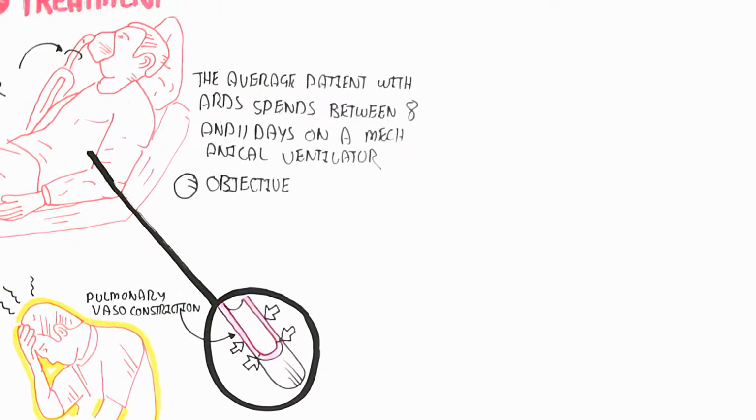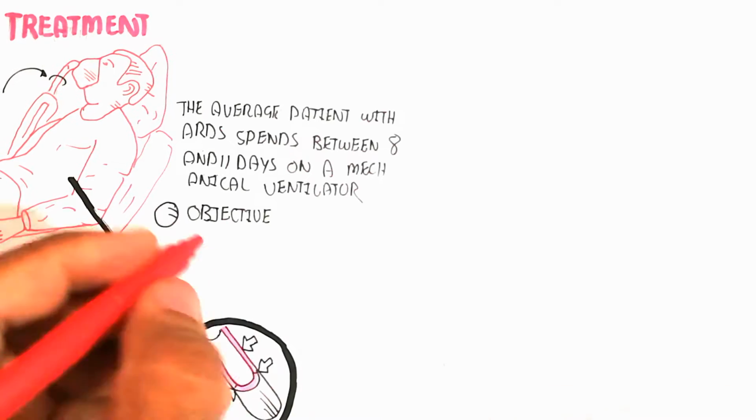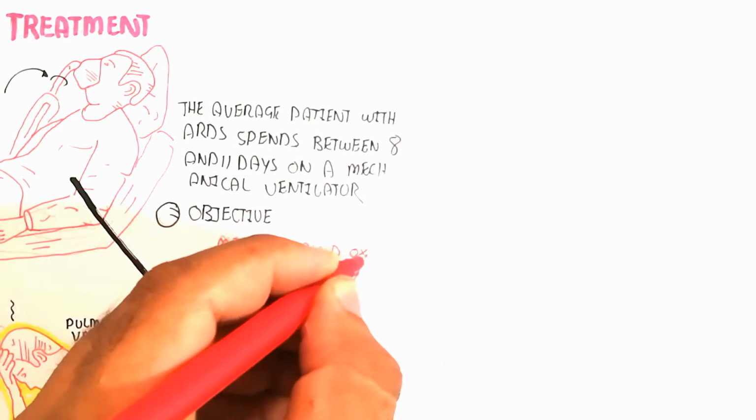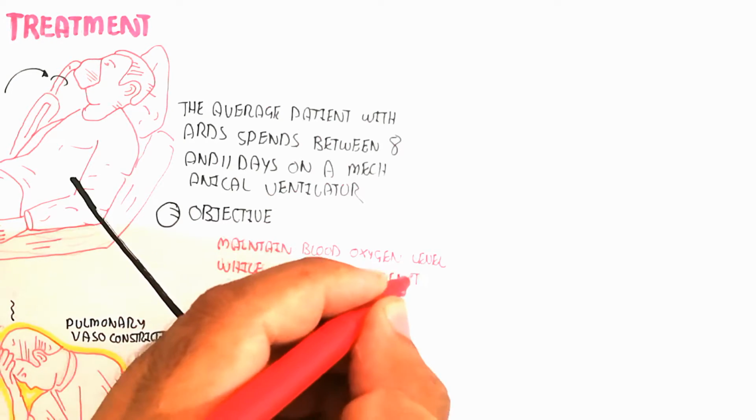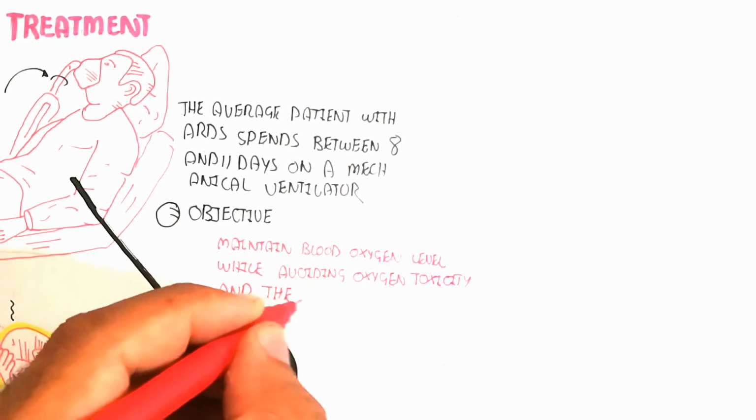The objective of the mechanical ventilator is to maintain blood oxygen level while avoiding oxygen toxicity. So don't increase the oxygen beyond normal. Complications of mechanical ventilation can occur. On the other hand, we can provide drug treatment.